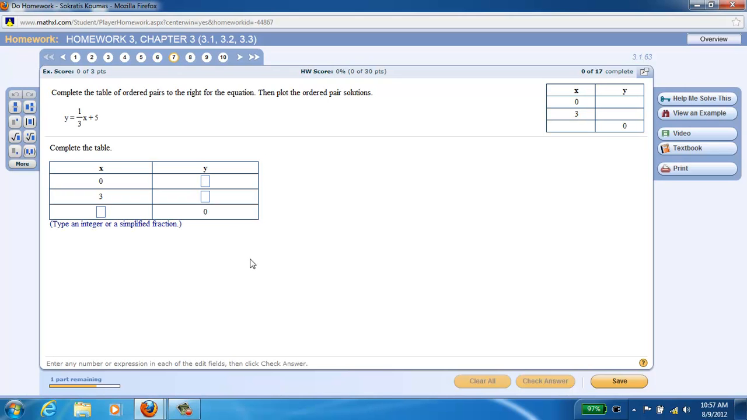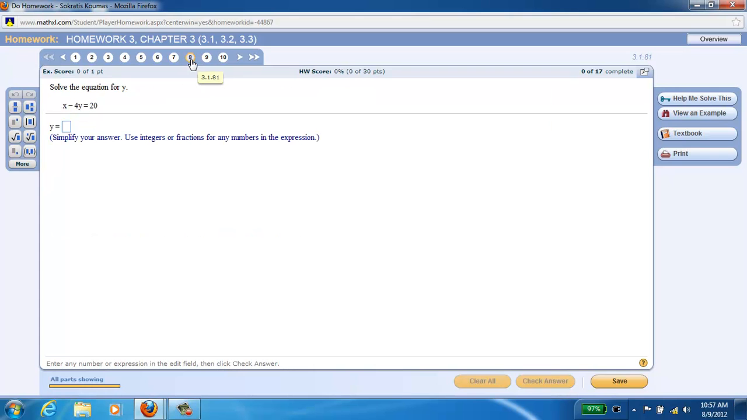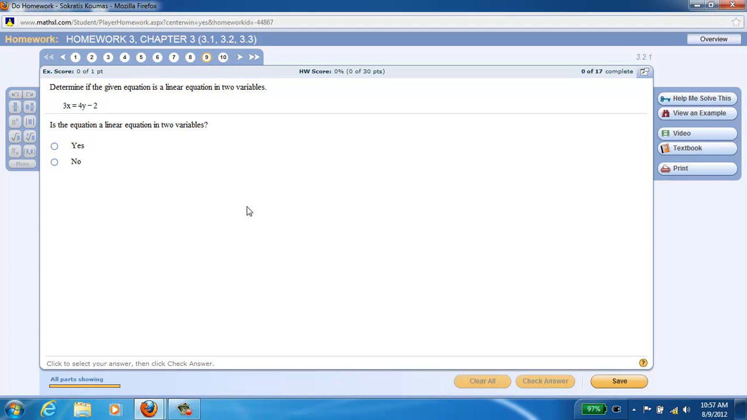Similar problem, number 7, you have the equation. So you have to figure out the value of y when x is 0, when x is 3, and then when y is 0, what is the value of x? Next one, you have to solve this equation for y. That means it must be in the form of y is equal, let's say, to 3x plus 2. Determine if the given equation is a linear equation in 2 variables. You have to say yes or no.